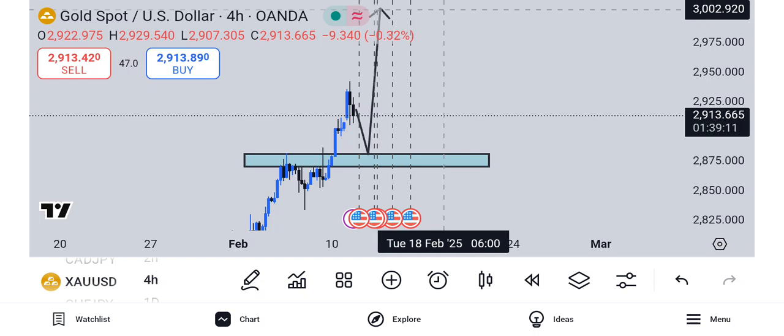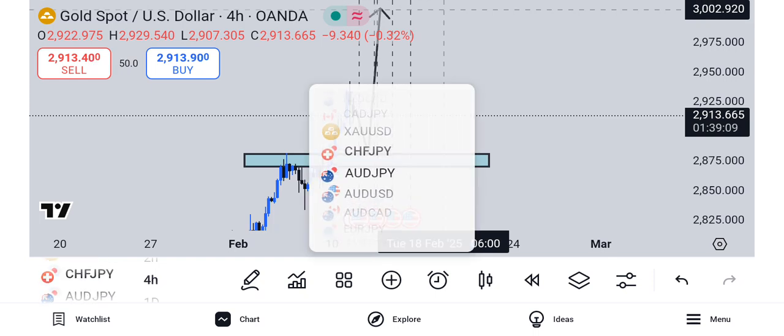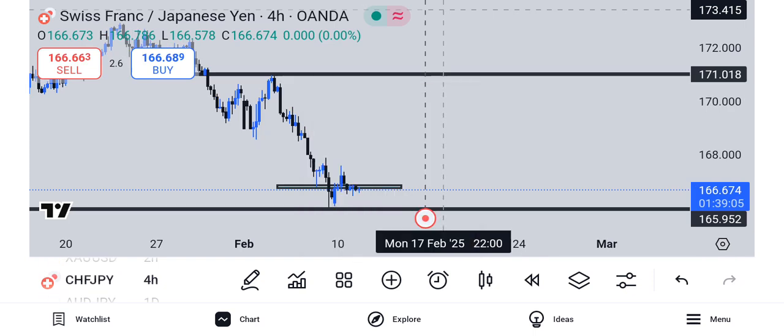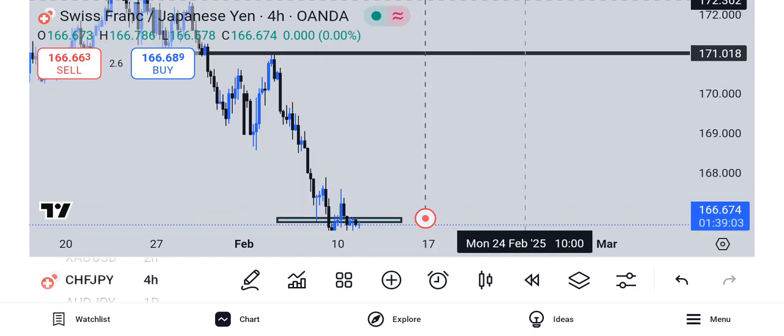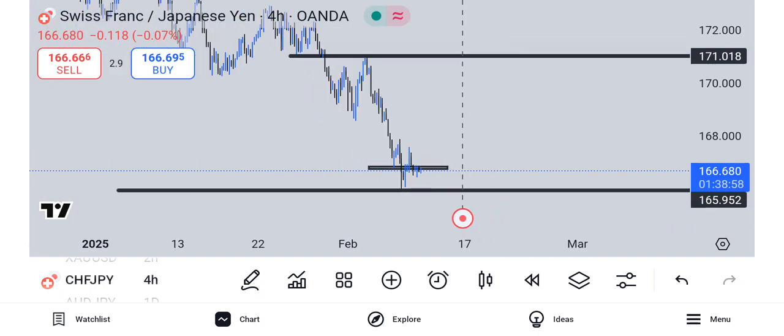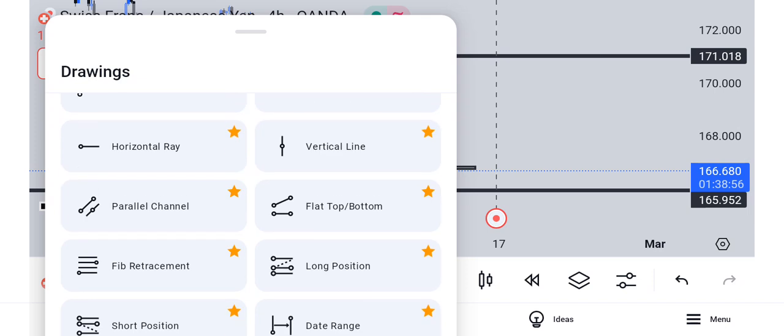So let's check other pairs. Let's check another pair, CHF JPY. Let me see. Okay. On CHF JPY, as you can see, this is my analysis, because I already had my level. I was waiting for a retracement.